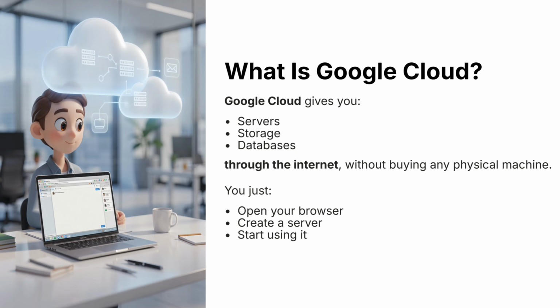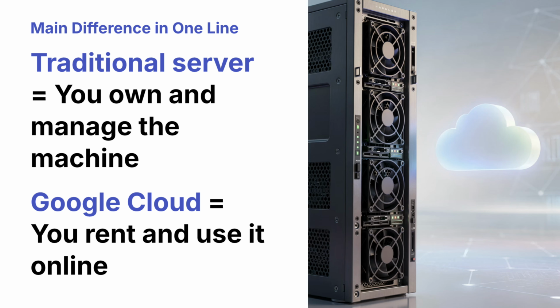Now we will see what is Google Cloud. Google Cloud gives you servers, storage, and databases through the internet without buying any physical machine. You just open the browser, create a server, and start using it. In case of traditional server, you own and you manage the machine. In case of Google Cloud, you rent and use it online.